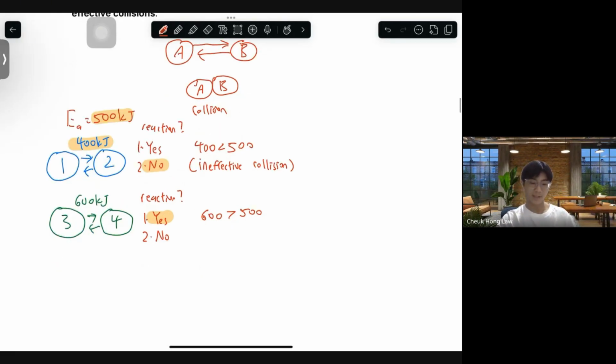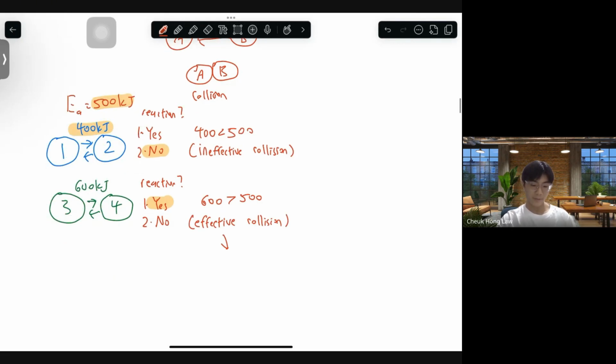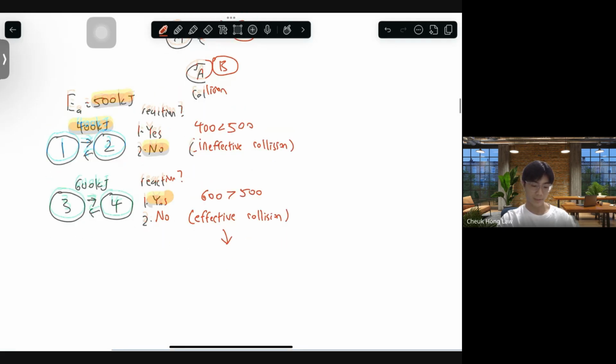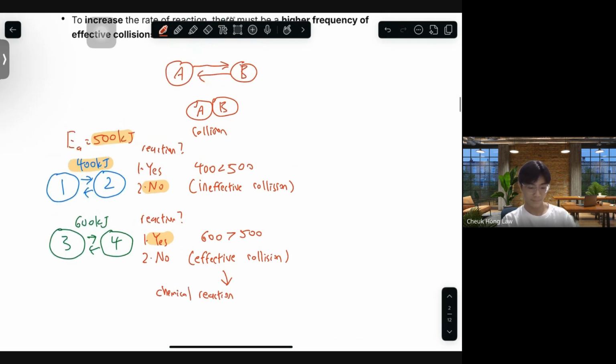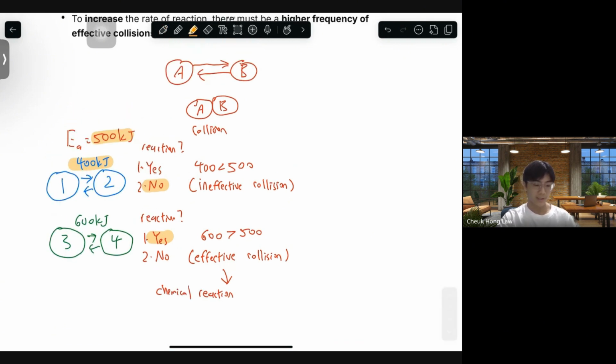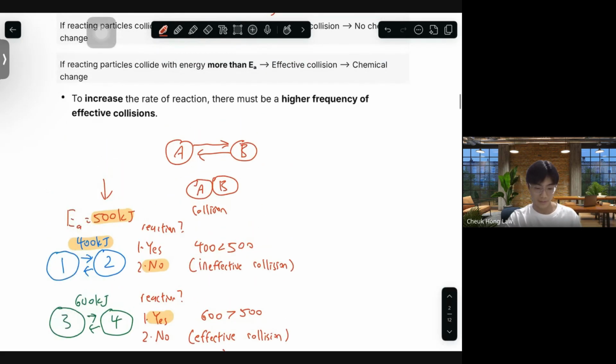But if you meet the activation energy, we call this an effective collision. Okay, an effective collision is what causes chemical reaction. So as long as my particles collide with 500 kilojoules of energy or above, there will be a reaction. Okay, there will be a chemical reaction.